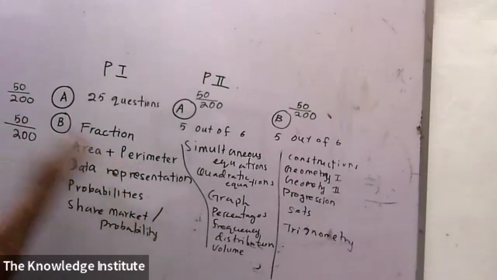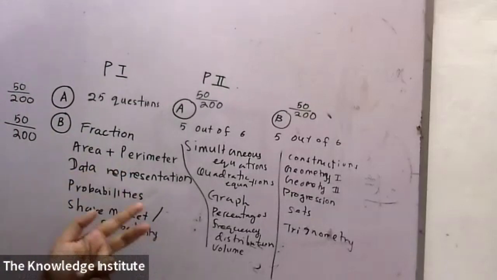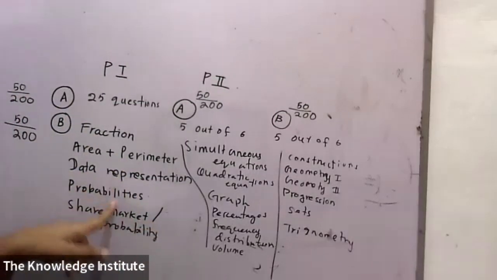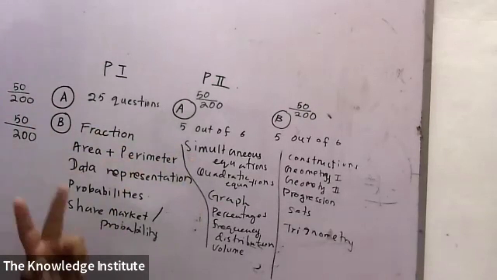Area perimeter is grade 10. You don't have it in grade 11. Data representation, you have it in grade 10 and you have it in grade 11 as well. Probabilities, again, you have in grade 10 and 11. Share market, you have it in grade 11 part 2 book. Simultaneous equation, grade 10, 11 both.